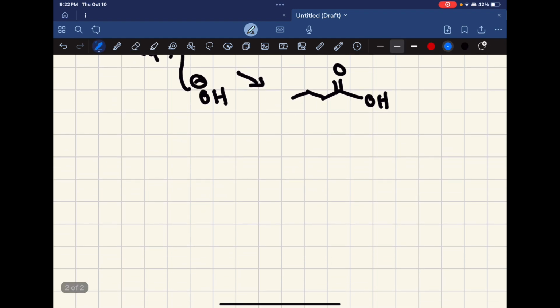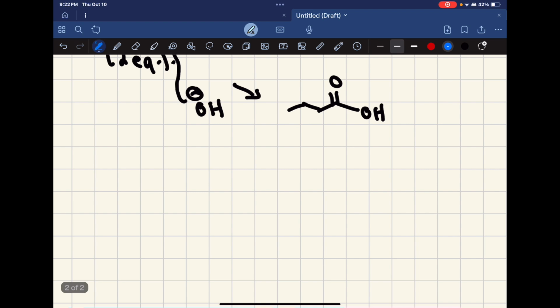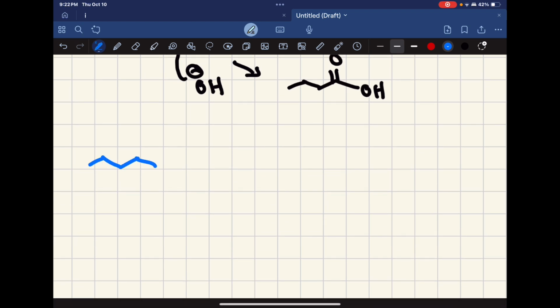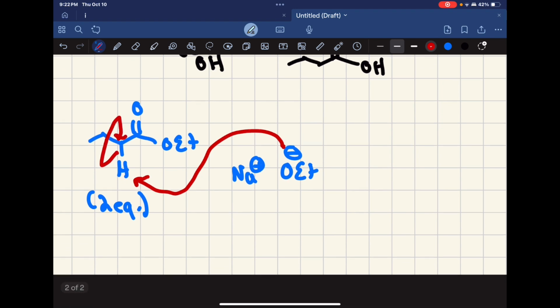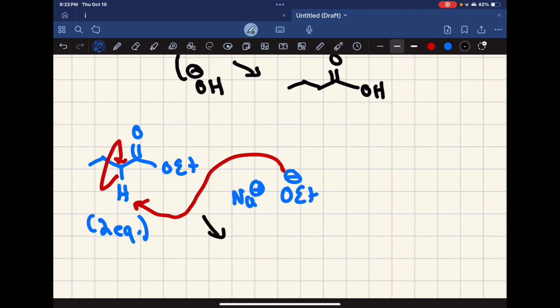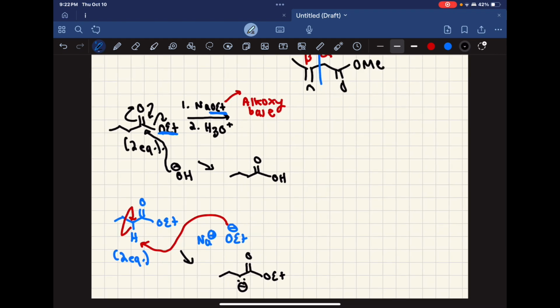Just like I've done before, I am going to redraw this problem here. There's two equivalents of this, of course, and we're having a base approach. Okay, so step one is those alpha protons are acidic, right? Not as acidic as ketones and aldehydes, as we've just described, but we can form an enolate, just like we did before, and the result is a structure that looks like this. We now have an enolate, or a nucleophile.